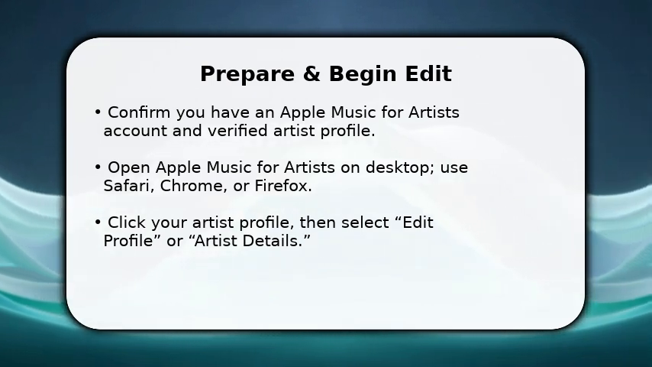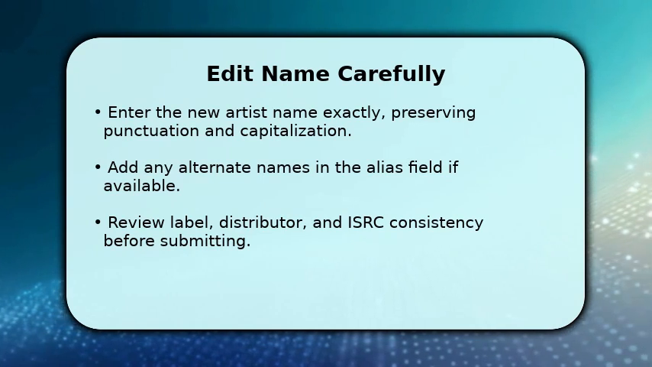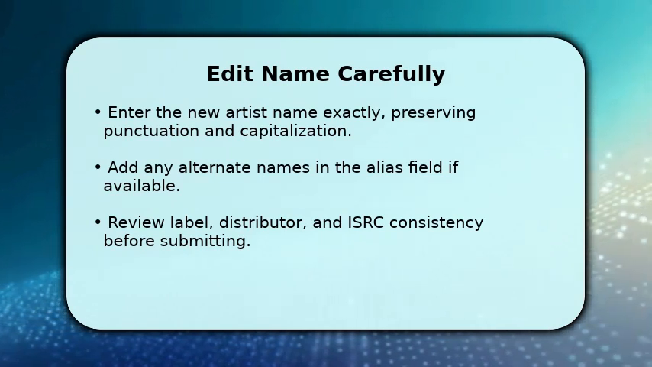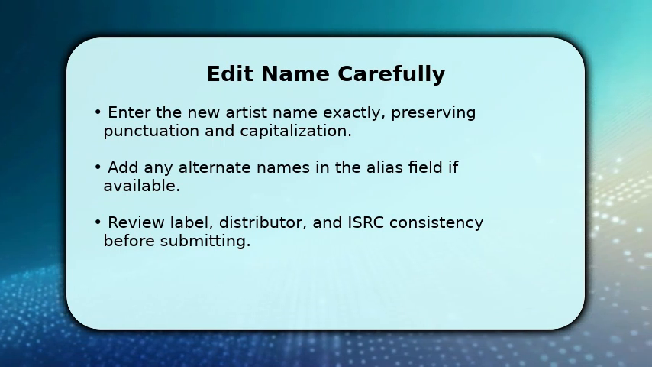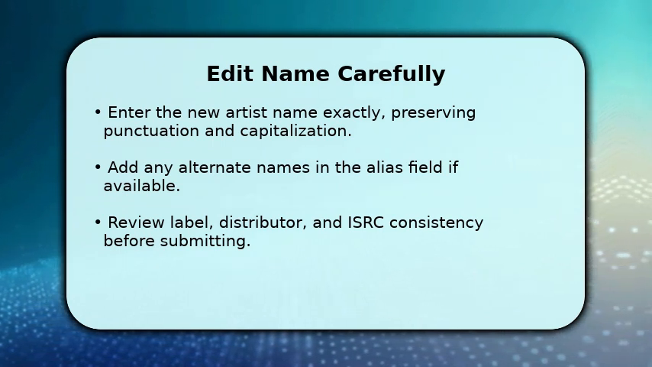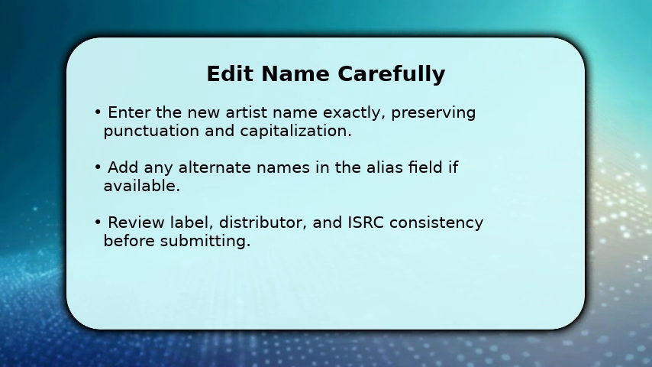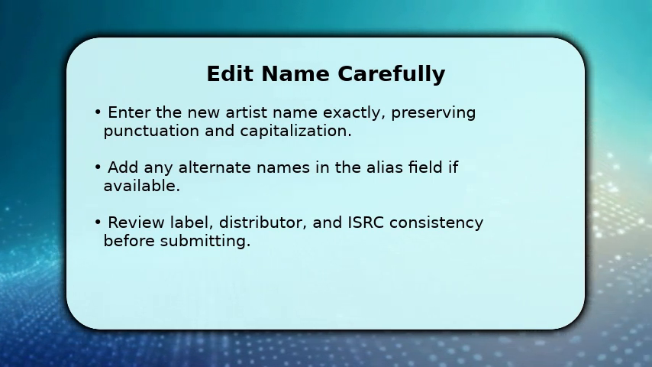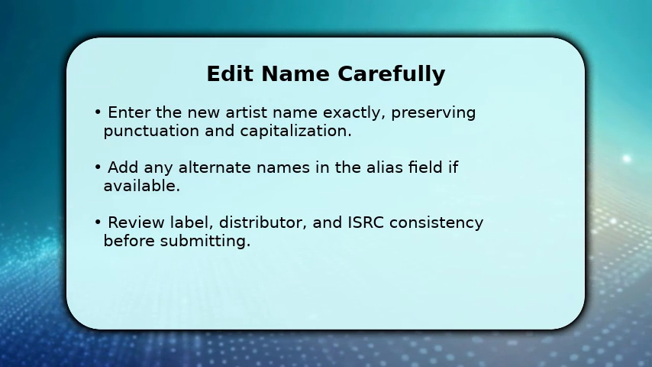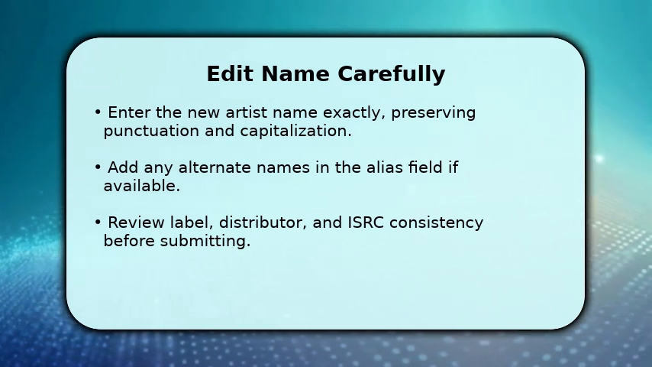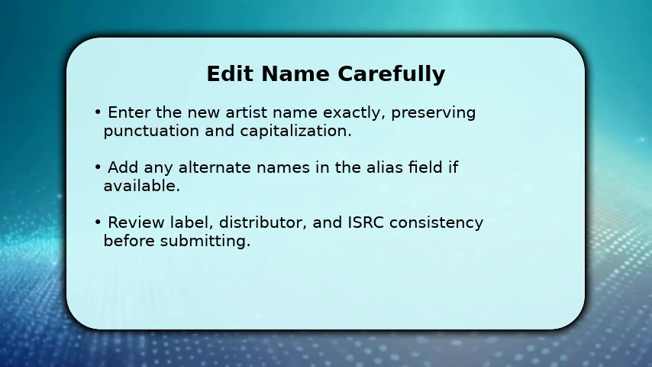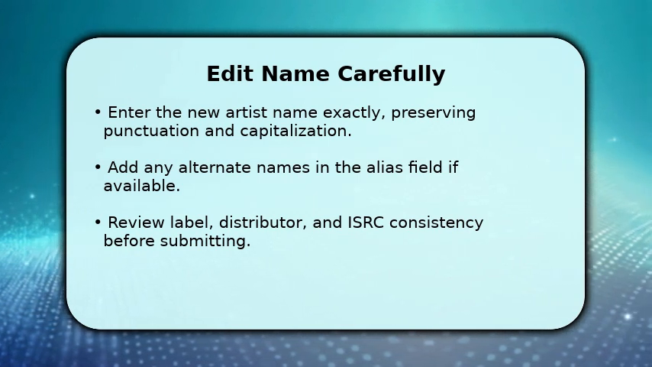Now edit the artist name field directly. Type the new name exactly as you want it displayed, including punctuation and capitalization, because Apple publishes what you submit. If there's an alias option, add former names to help search continuity. Then cross-check your distributor metadata and ISRC so catalog records match. Inconsistencies can delay the change. Once everything aligns, click Save or Submit.